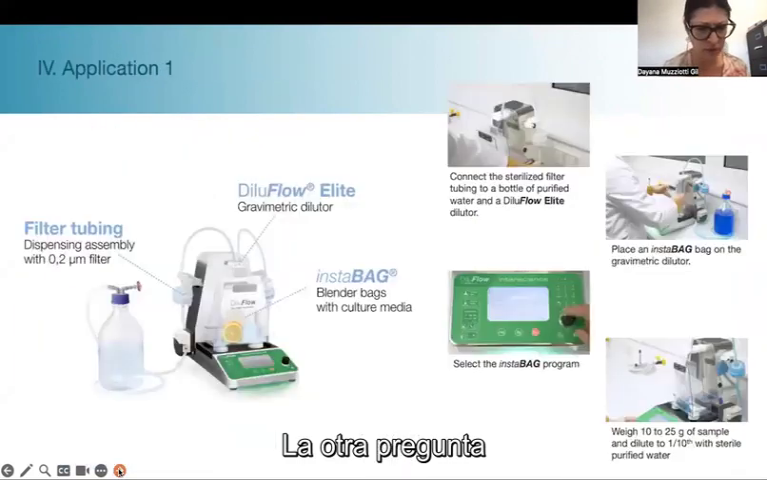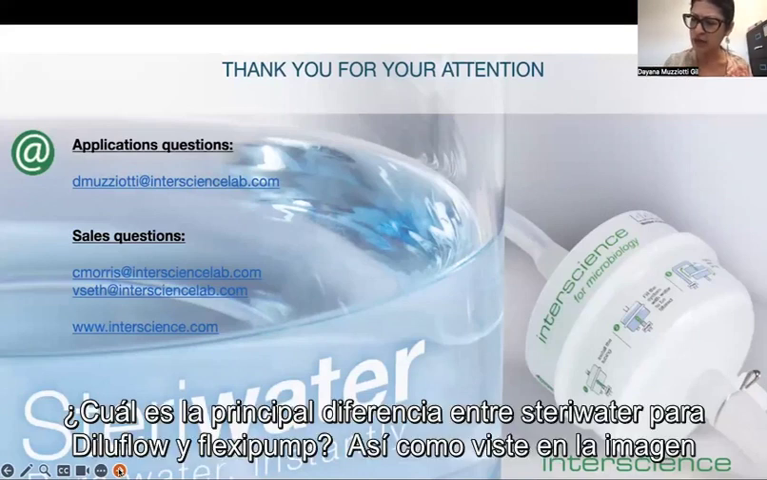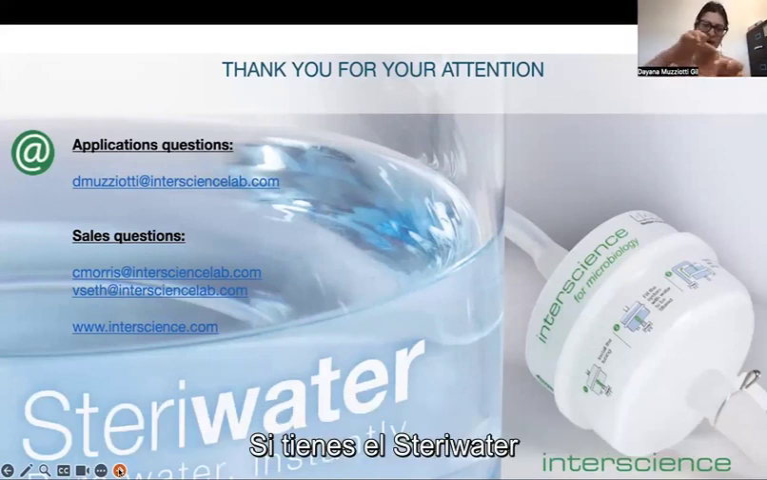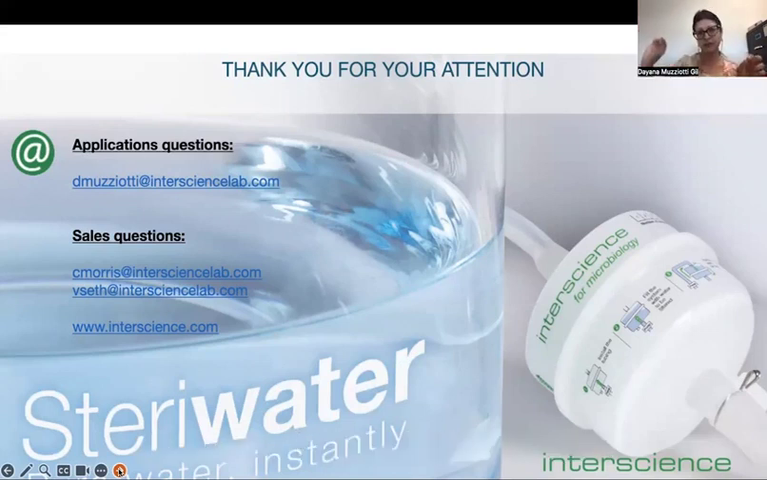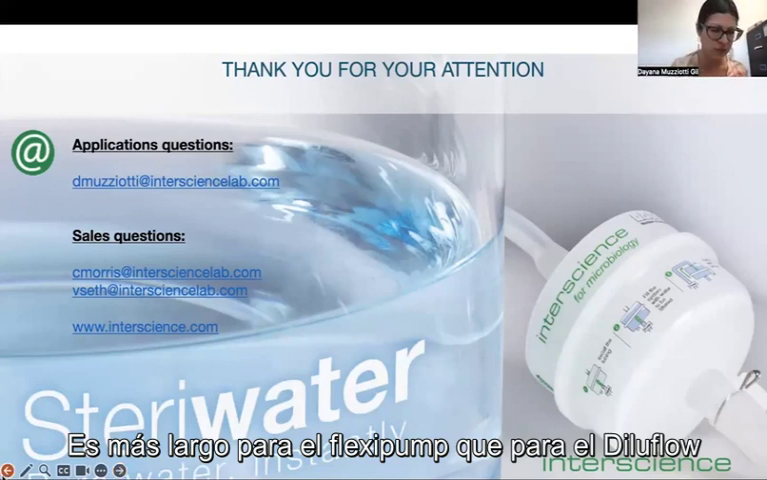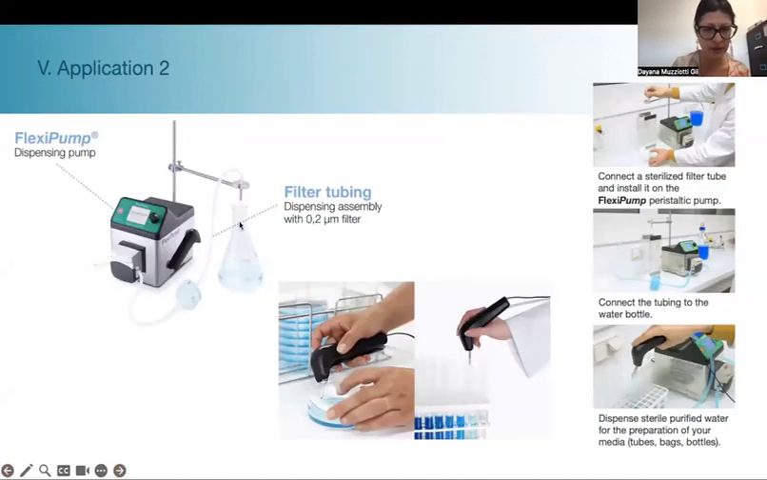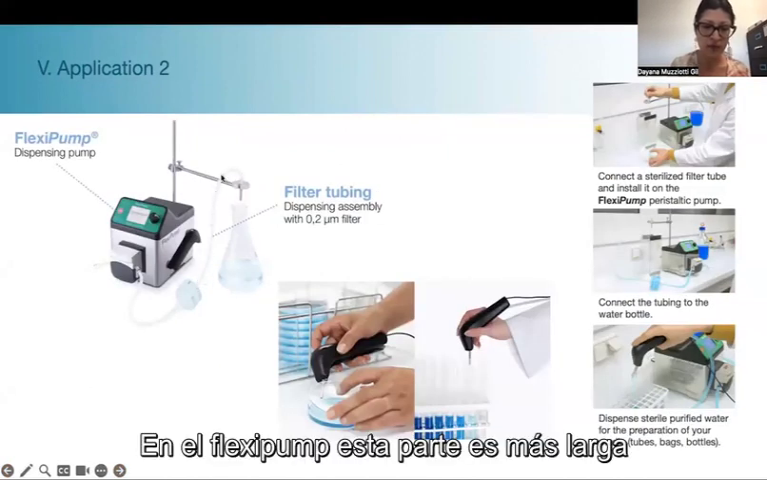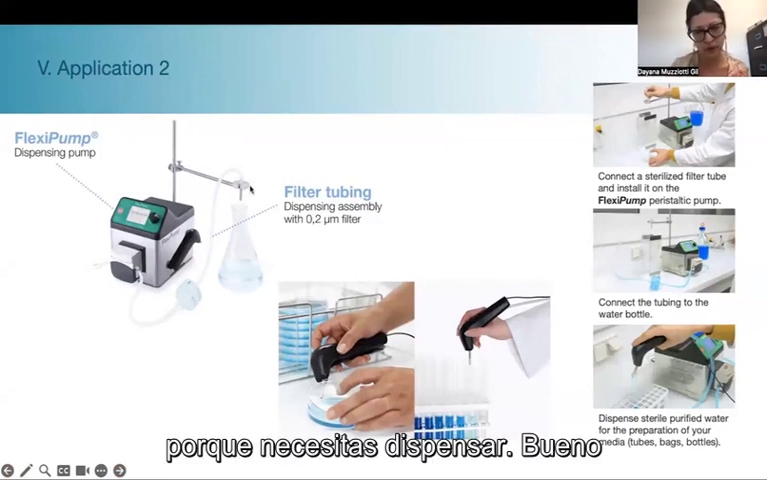The other question: what is the main difference between the steady water for the dilute flow and the flexi pump? As you saw in the image, you have the steady water. After the steady water, the dispensing section is longer for the flexi pump than for the dilute flow, because you need to dispense. You have the handy gun too, okay?